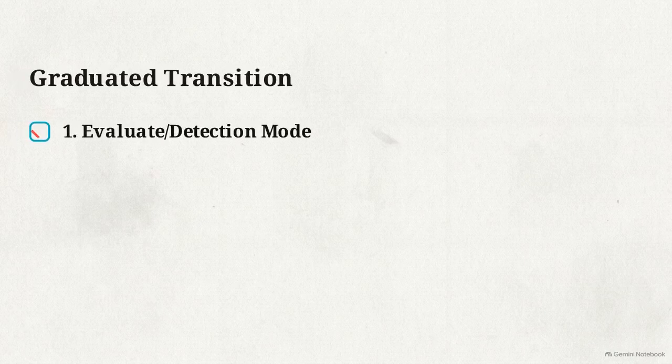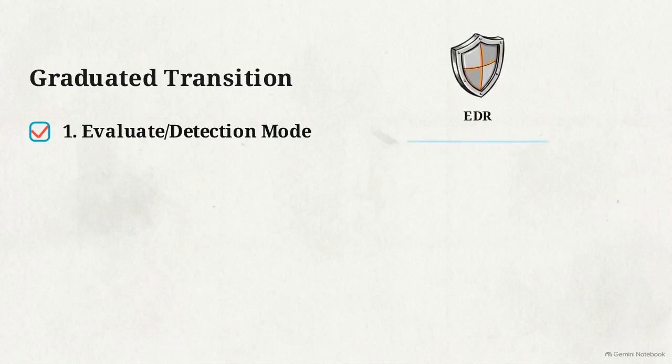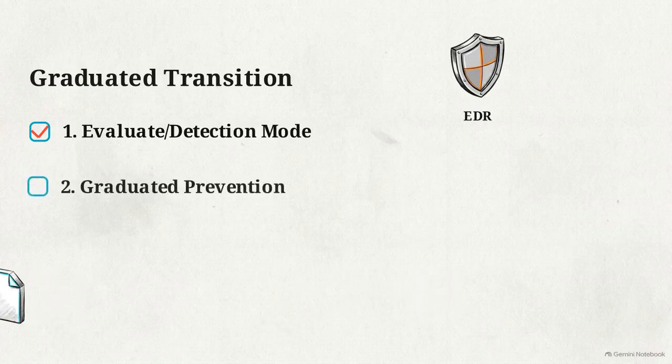This results in frozen endpoints and blue screens. To survive the rollout, you have to follow a graduated 3-step transition. Phase 1 is detect only. For the first month, the EDR agent watches but doesn't block. This allows you to build a behavioral baseline and whitelist your internal apps without interrupting the business.